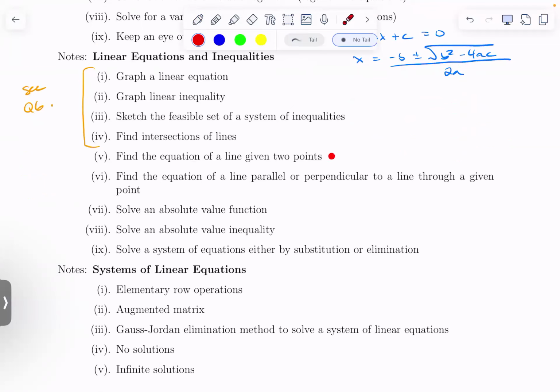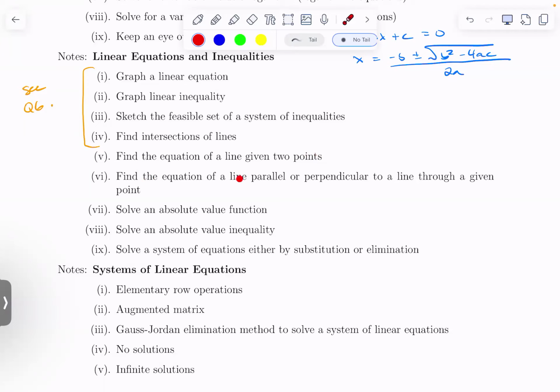If I give you 2 points on a line, you have to find the equation of the line. How are you going to do that? You have to find the slope first, and then use one of the 2 points to find the intercept, right? And then you'll have the equation of the line.